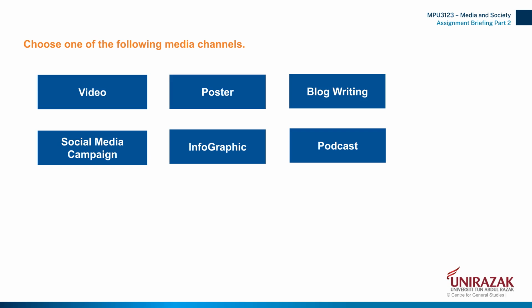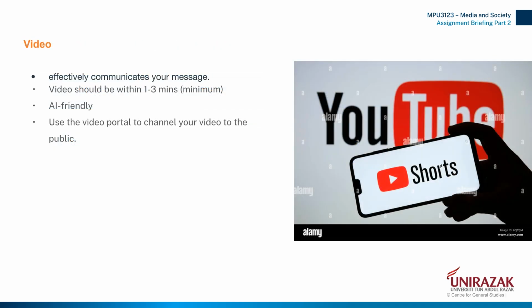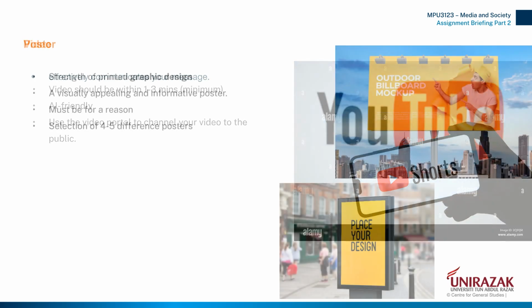To produce your PSA, you need to choose one media channel from video, poster, blog writing, social media campaign, infographic, or podcast. If you choose a video, it should be a minimum of 1 to 3 minutes and effectively communicate your message. You are encouraged to make it with AI and use a video portal to channel it to the public, for example YouTube, or at least Google Drive. This option is AI friendly, so you can use AI as an option to produce a video. At the same time, you can also choose to produce the video organically.